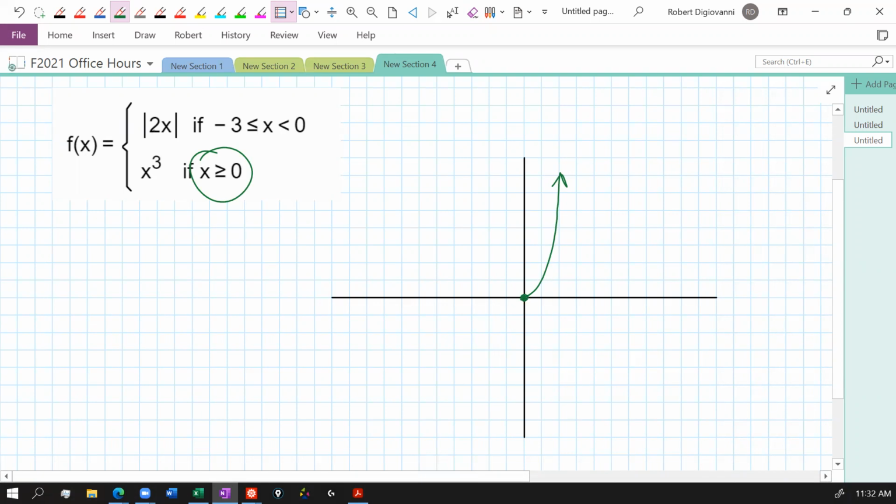Okay, now the other one is the absolute value of 2x. So I think what would be best here, we only want to look between -3 and 0. Let's just plug in -3 and see what happens. So if we plug in -3, 2 times -3 is -6, and then we take the absolute value of that, we get 6. So we go up 1, 2, 3, 4, 5, 6, put a point.